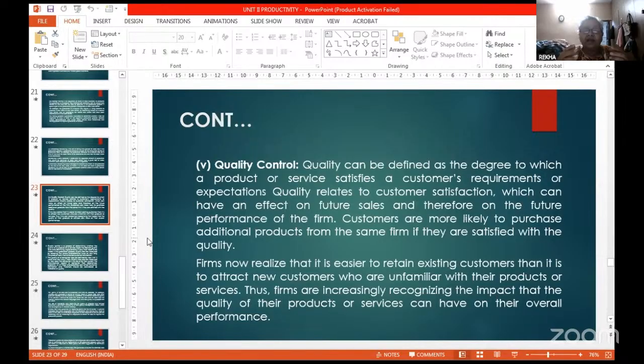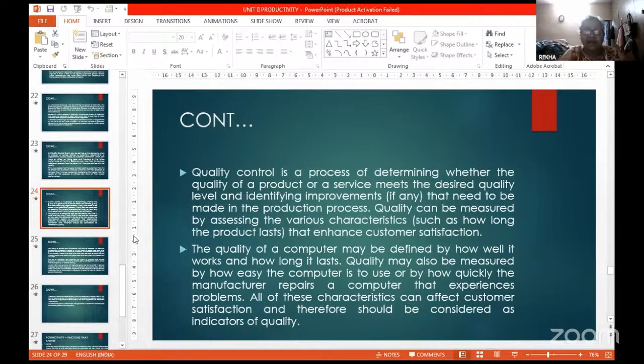So quality has to be controlled, and there are many ways, like right from the time it is being processed and designed, quality control starts, and according to the requirement, quality control is a process, the desired quality level to be made in the production process. For example, when Tata had launched Indica, there were a lot of quality problems. So they called back those cars and rectified it. After that, things improved a lot.